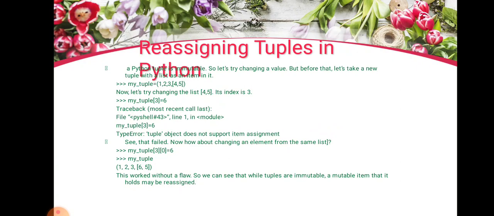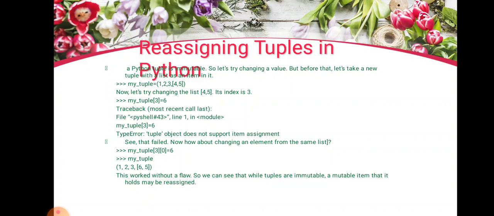So let me have an example. my_tuple equals, in parentheses, 1, 2, 3 and a list of items 4, 5. Now let's try changing the list 4, 5. Its index is 3, since it starts with 0, 1, 2 and 3. So the last index is 3. Let me try my_tuple[3] equals 6. So what happens? Traceback again, it causes a TypeError: tuple object does not support item assignment. See that it failed.